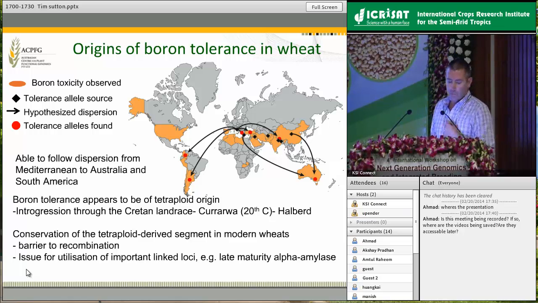So there's been conservation of this tetraploid-derived segment in modern wheats in Australia, and we're wondering whether this has presented a barrier to recombination and might present issues for utilisation of other linked loci that are tightly linked to this boron tolerance gene in wheat. And one of those is late maturity alpha-amylase, and I'll quickly give you a little bit of a rundown on why I think that might be an issue.